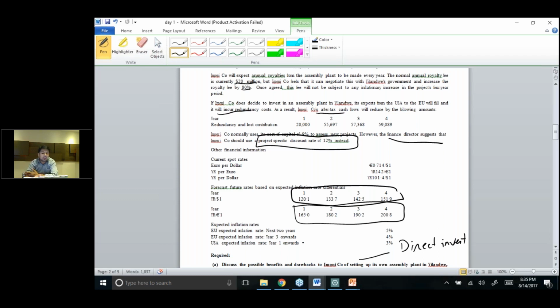Because certain components are in dollars. Why is the inflation rate of the euro given? Because sales is in euros. So let's move to its answer.